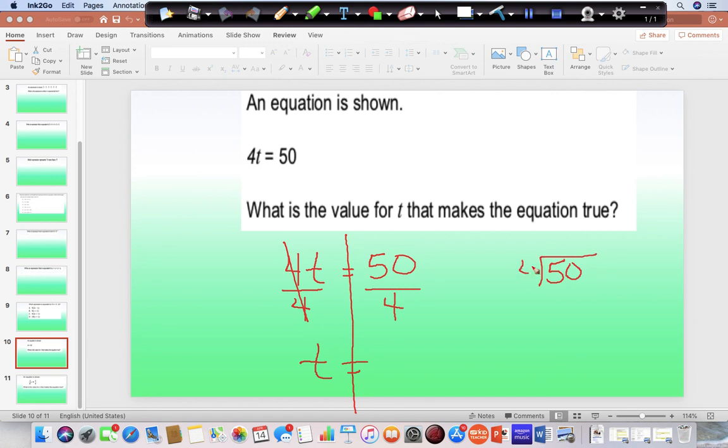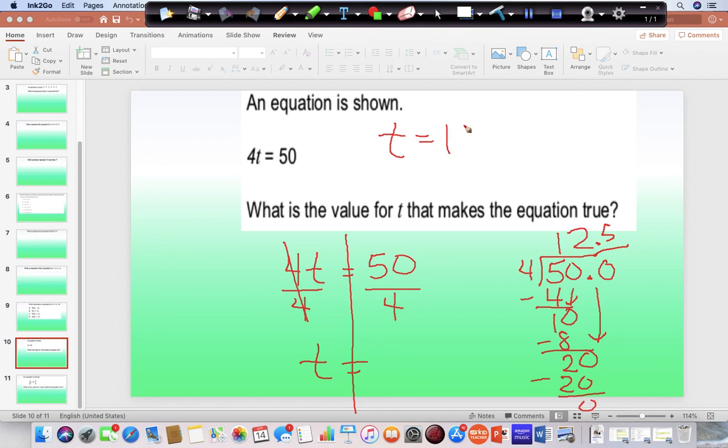So 50 divided by 4, 4 goes into 5 one time. 1 times 4 is 4, subtract and we get 1. Bring down our 0, 4 goes into 10 two times. 2 times 4 is 8, subtract, 10 minus 8 gives us 2. Now we can do one of two things. We can bring up our remainder and our divisor will follow, and that will give us a fraction, and that would work. Or we can put a decimal and annex a 0. 4 goes into 20 5 times. 5 times 4 is 20, subtract and we get 0. So our answer is t is equal to 12.5, or 12 and 5/10.